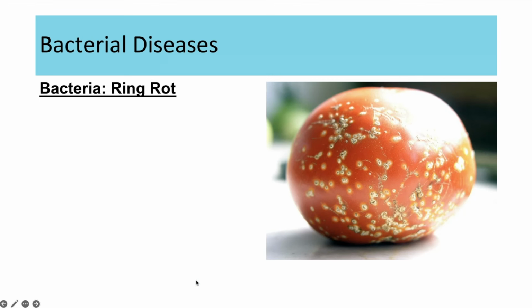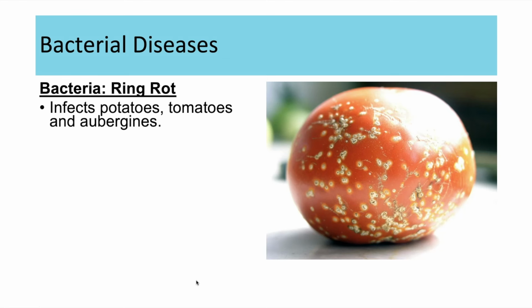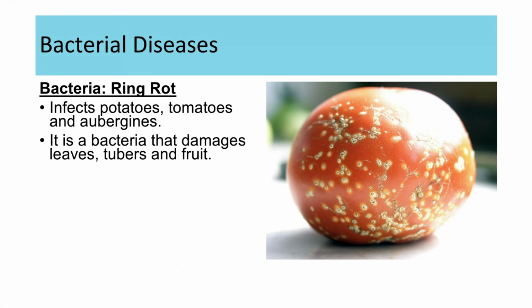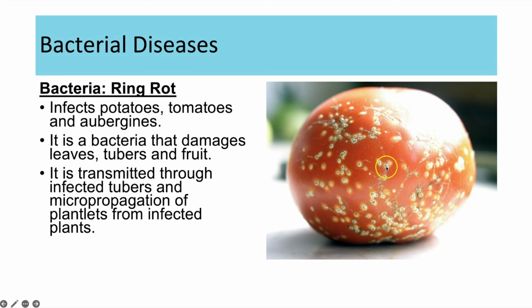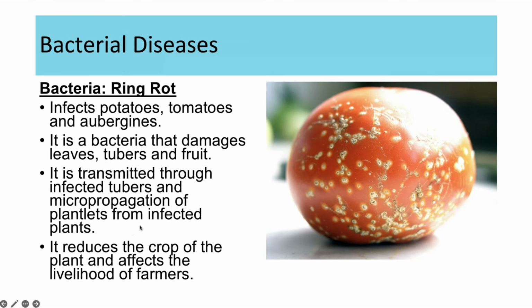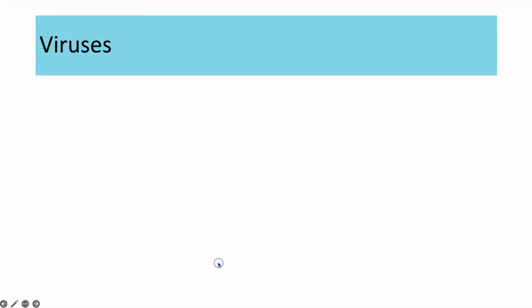The next bacterial disease is ring rot, and this infects potatoes, tomatoes, and aubergines. It's a bacteria that damages the leaves and tubers and the fruit, as we can see here on this tomato. It's transmitted through infected tubers and micropropagation of plantlets from the infected plants, and it reduces the crop of the plant and it affects the livelihood of farmers, which is why it's an issue, because that means it's going to impact their profit, but also food supplies for humans.